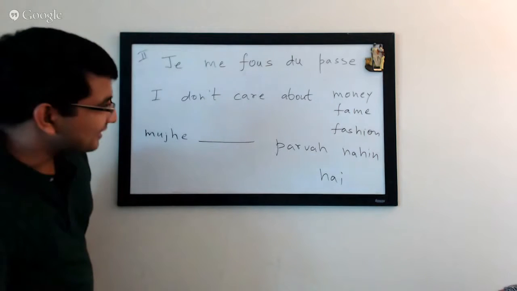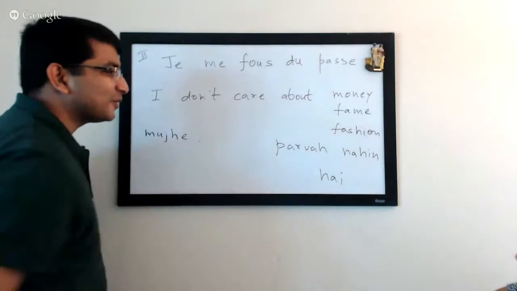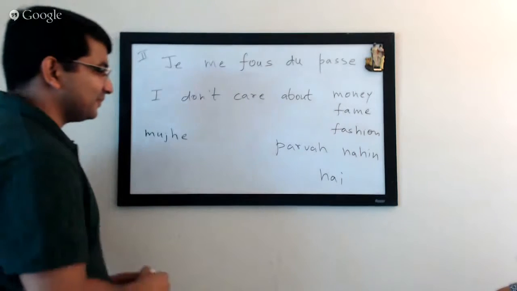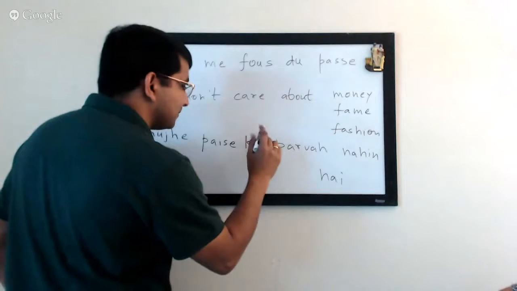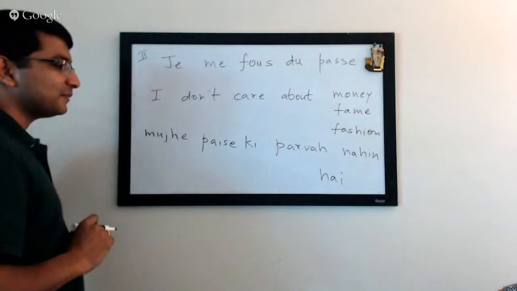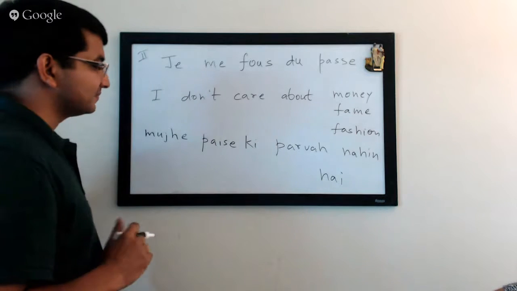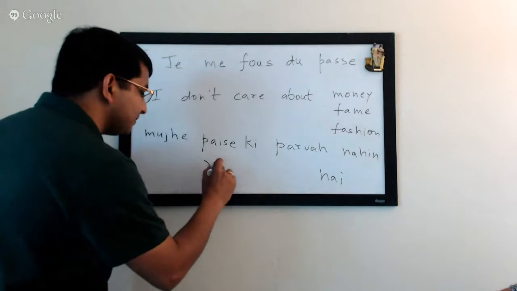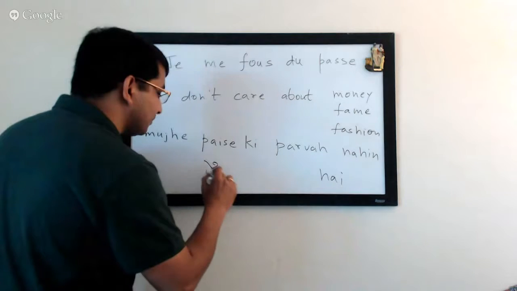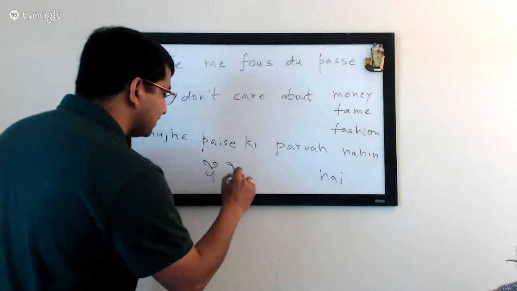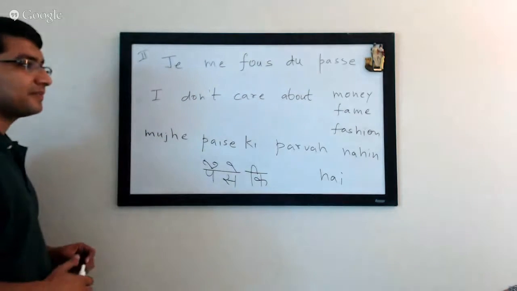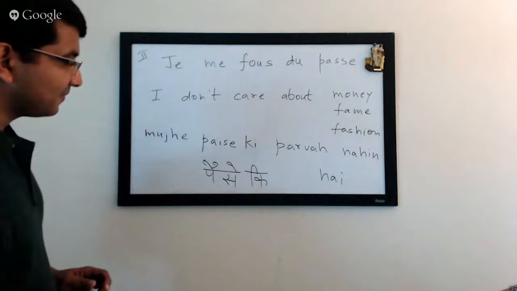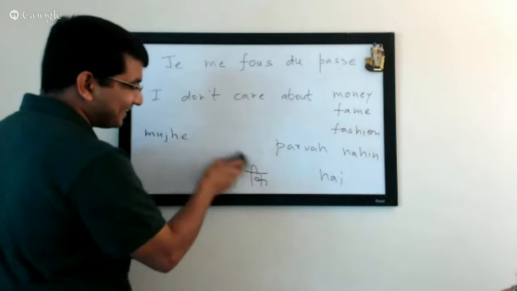So in this case, let's see. How will you say I don't care about money? मुझे पैसा परवाह नहीं है. So in this case, पैसे की परवाह. मुझे पैसे की परवाह नहीं है. So पैसा is money, but because you're using a key here, it would be पैसे. It becomes oblique case, right? It's पैसे की परवाह नहीं है. Okay.